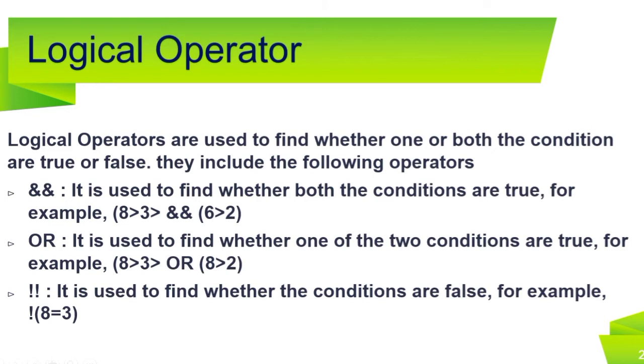The second one is the OR operator. It is used to find whether one of the two conditions is true. For example, 8 is greater than 3 or 8 is greater than 2. The last one is the NOT operator. It is used to find whether the condition is false. For example, not 8 is equal to 3.